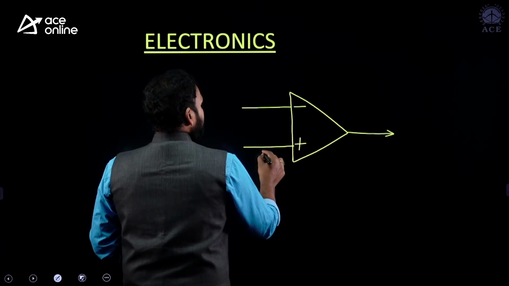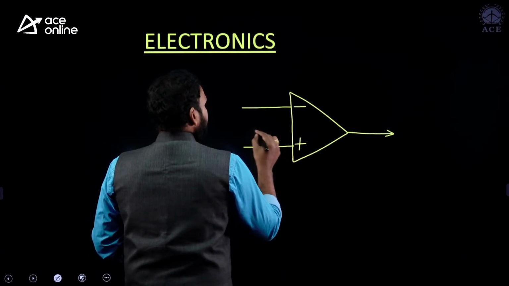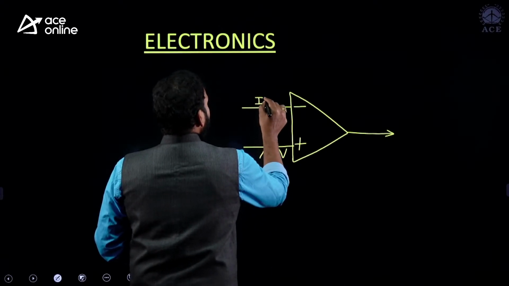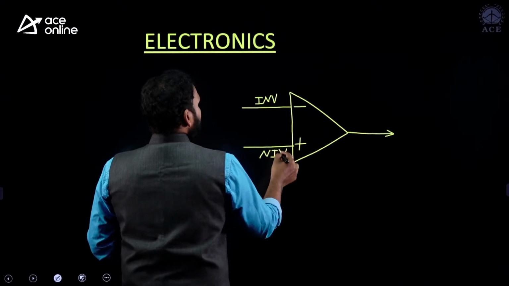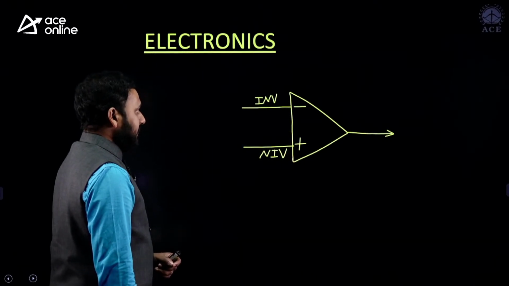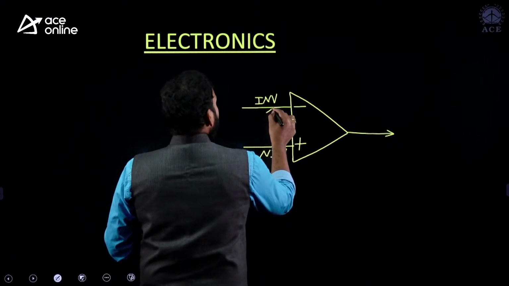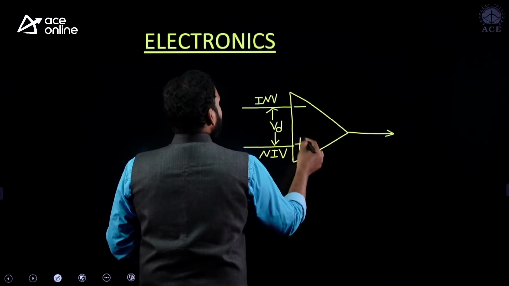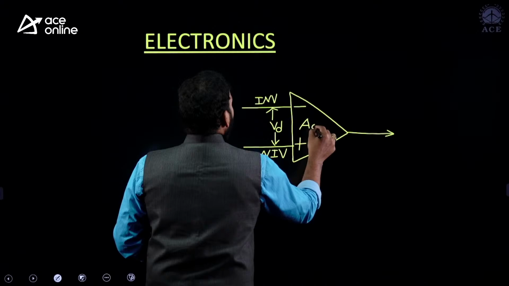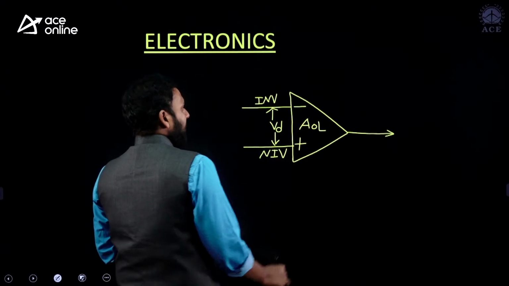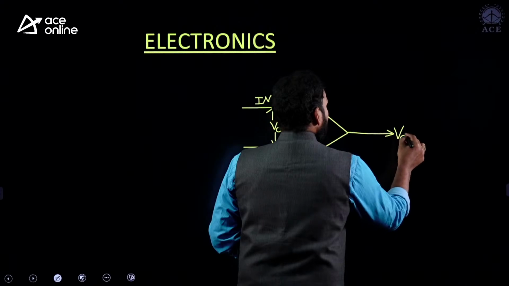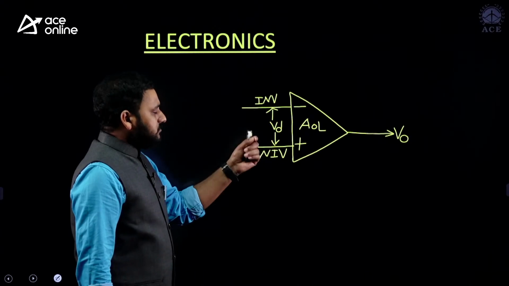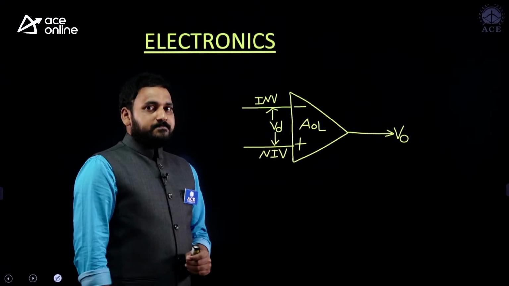We can call this the non-inverting terminal, and this is the inverting terminal, INV, and this is the non-inverting terminal. The difference of these 2 voltages is multiplied by some factor called the open loop gain of the operational amplifier, and it will be produced at the output. And to do this work, we need some hardware internally in the system, that is the phase 1.